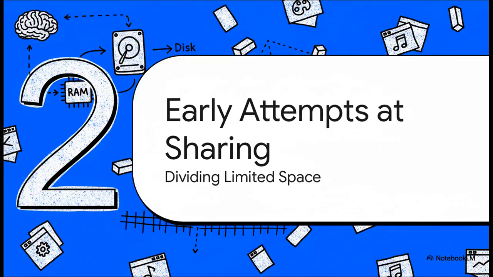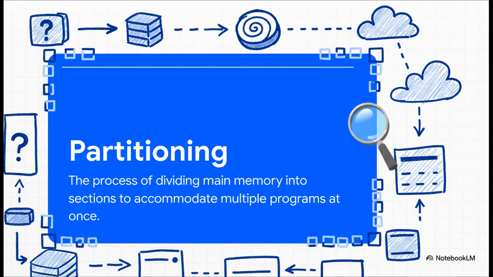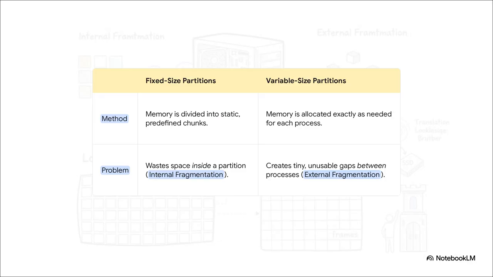Well, the very first operating systems had to figure out how to get multiple programs to share that limited workbench. And let's just say their first few attempts were pretty basic. The first and most obvious idea was something called partitioning. It's exactly what it sounds like. You just chop up the available memory into a bunch of different sections, and you give one section to each program that needs to run.